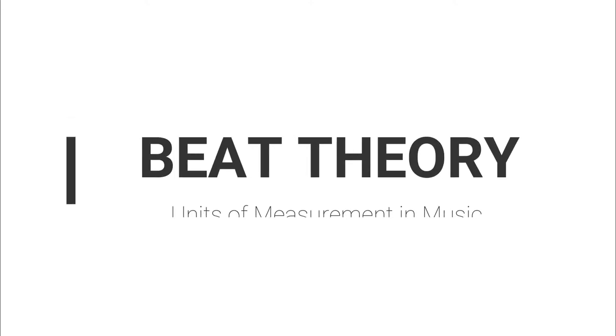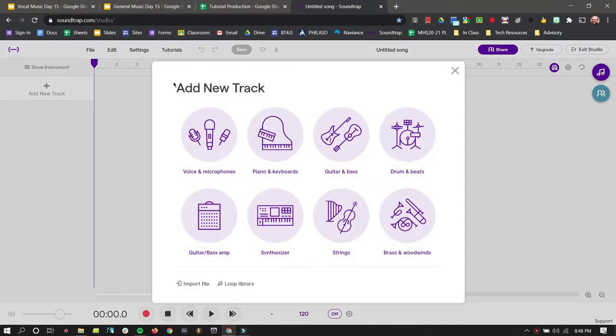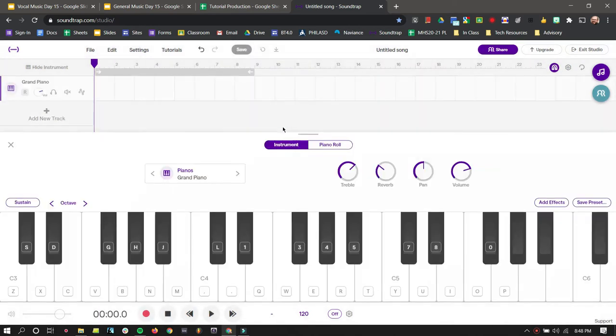Hello everyone. Today I'm going to go over units of measurement in music. Now that we have an idea of how to find which note is which in the piano on Soundtrap, I want to talk to you about how to find our units of measurement so we can tell the distance between notes and start to make a little more sense of this.